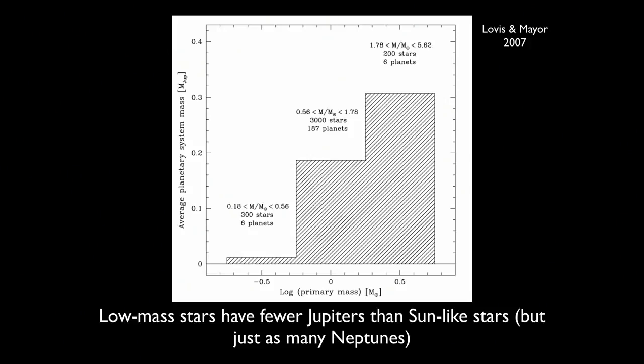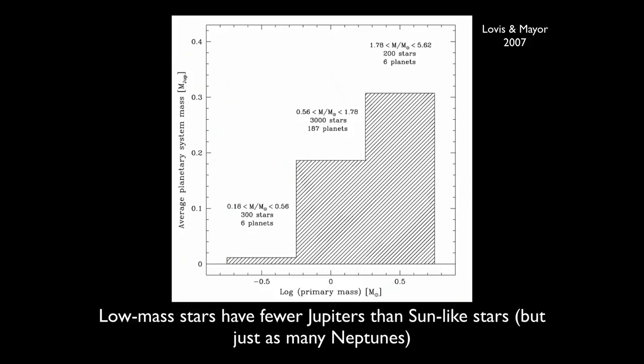As a function of the mass of the star, so sun-like stars, low mass stars, high mass stars, there's a very strong trend in terms of the occurrence rate of gas giants. They seem to be much more common around more massive stars. Even low mass stars have very few Jupiters, but they do have just as many Neptunes and super-Earths. Okay, so that's interesting.